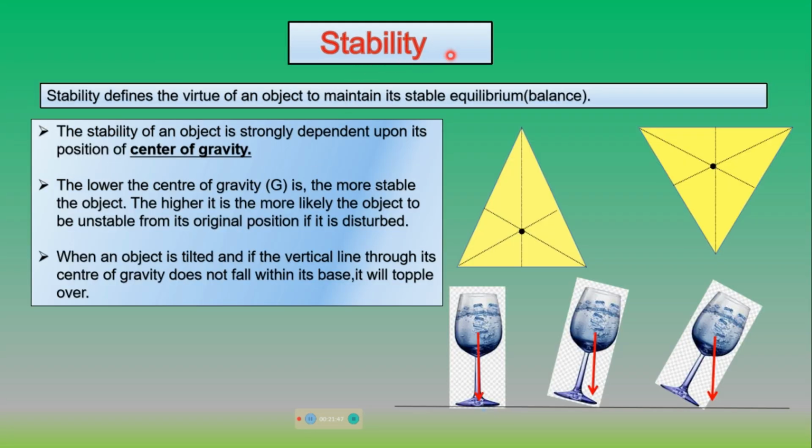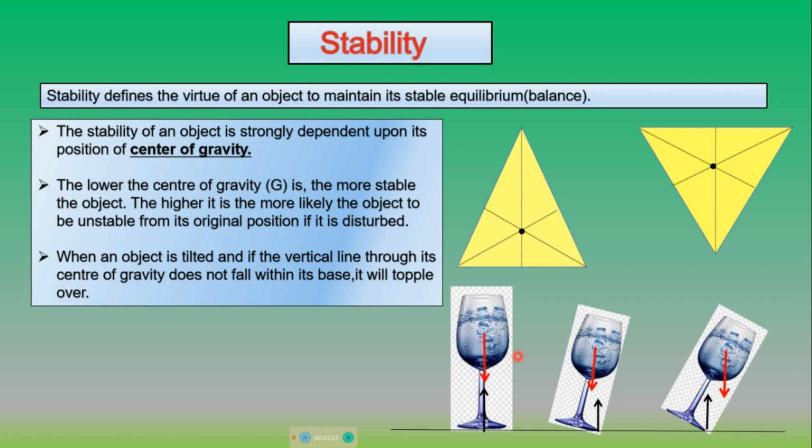Stability. What is stability, or how do we define stability? Stability defines the virtue of an object to maintain its stable equilibrium, to maintain its balance. The stability of an object is strongly dependent upon the position of its center of gravity. The lower the center of gravity is, the more stable the object. The higher it is, the more likely the object is to become unstable from its original position if it is disturbed.